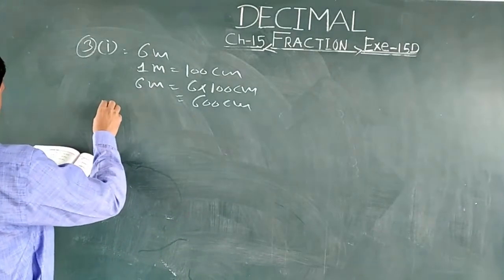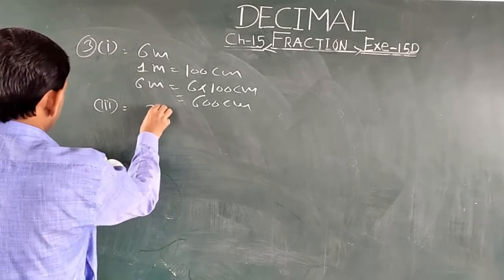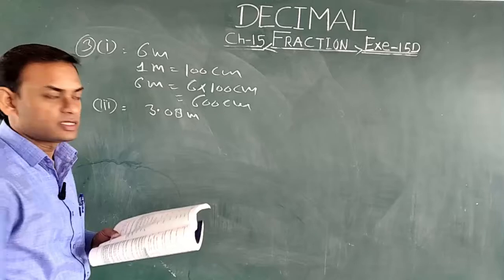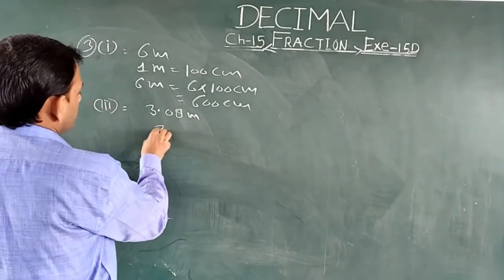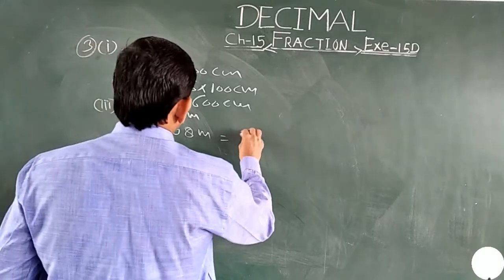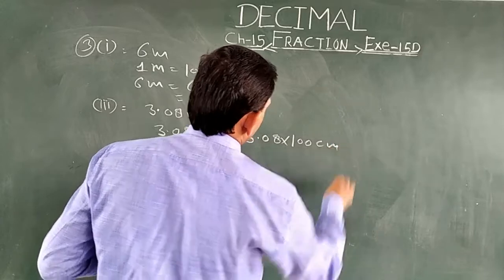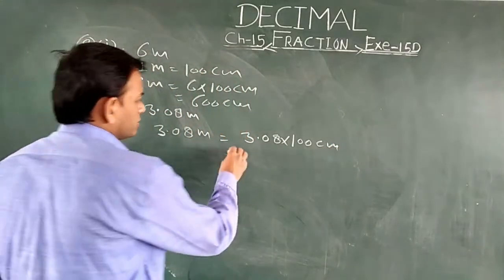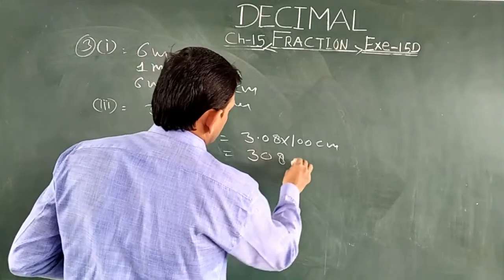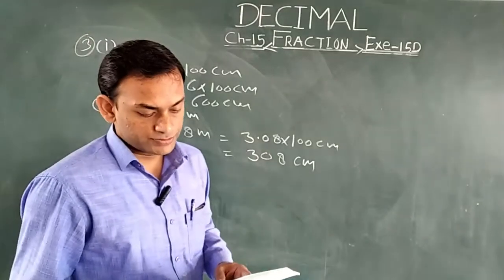Now the third part I am telling you: 3.08 meter, and you have to change it into centimeter. So 3.08 meter will be 3.08 into 100 centimeter. You will do the multiplication, so it will be 308 centimeter. When you multiply, the decimal will be removed.